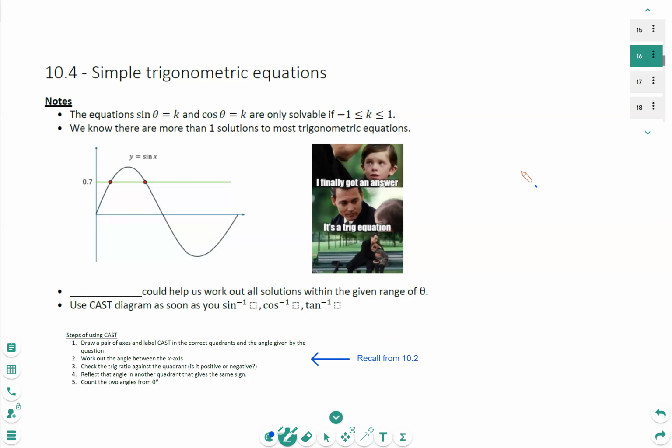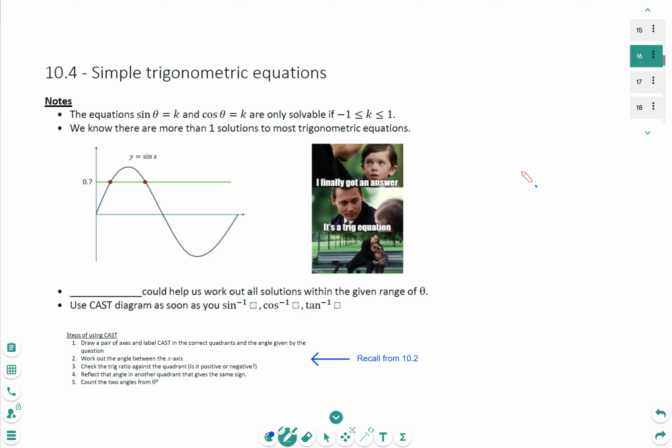Welcome to Pure One, Chapter 10.4, where we are using the CAST diagram to help us solve simple trigonometric equations. When I say simple, of course, there are harder ones in the next chapter, the next lesson.